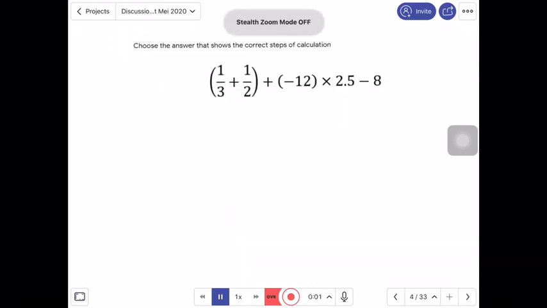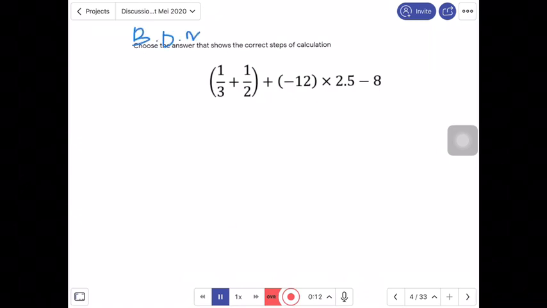Okay, now we have mixed operation. When we have mixed operation like this, usually we use the tips of BODMAS: B, D, M, A, S. So B stands for bracket, D is for division, M is multiplication, A is for addition, and S is for subtraction. So here we have bracket. We have to solve this one first.